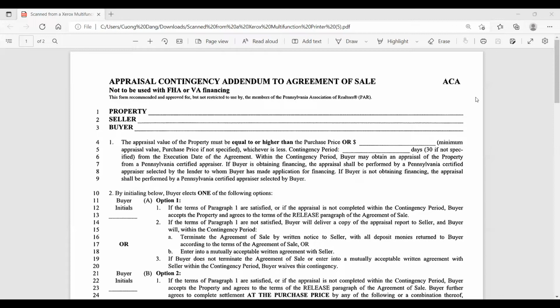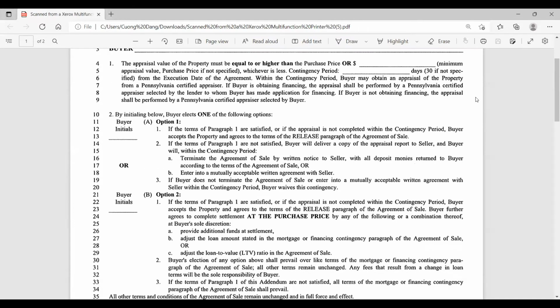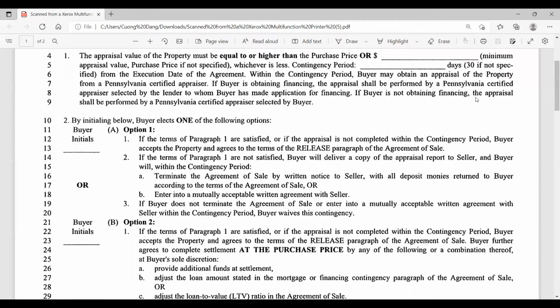Okay. So we have two options that the buyer has to initial off of. Number 2, paragraph 2. By initialing below, buyer elects one of the following options.